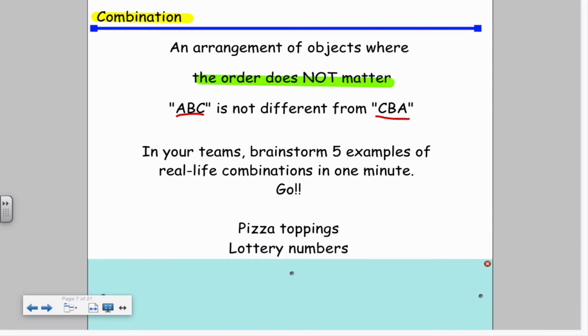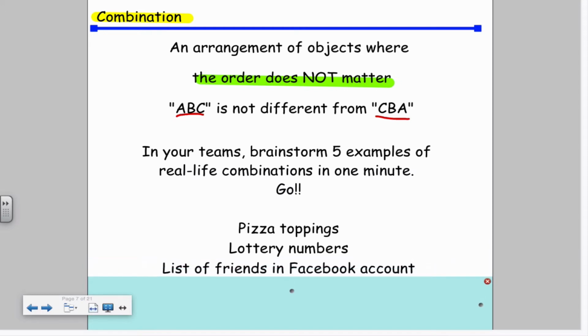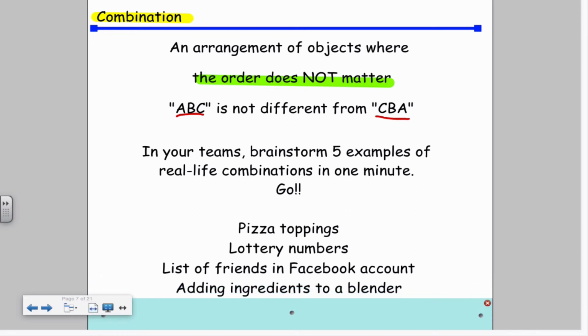Lottery numbers. I know in the Super Lotto, it doesn't matter what order you get the numbers in, as long as you get them correct. The list of friends in your Facebook account. They're all still your friends. They're not ranked in a certain order. And adding ingredients to a blender. We're going to throw everything in, and out comes the final product.